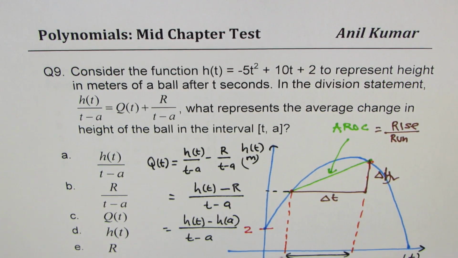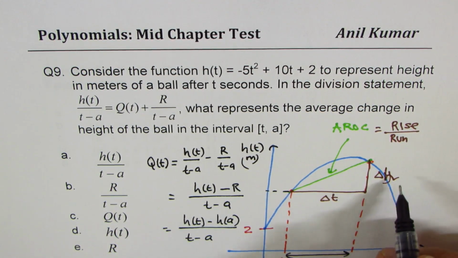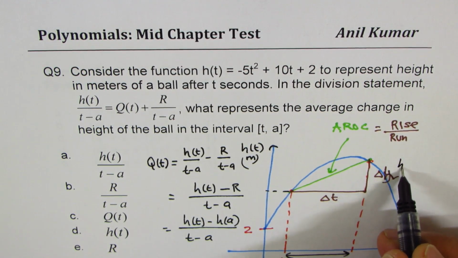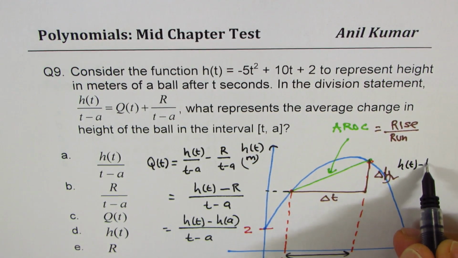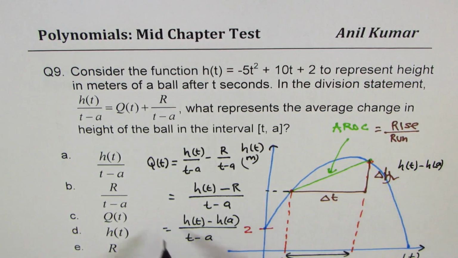But t was a general point. I should have taken it later. But for you, I'll prefer you to switch their places. Is that clear? So this height basically is h of t minus h of a. So q of t gives you the average rate of change. Option C is the right option. Do you get the point?